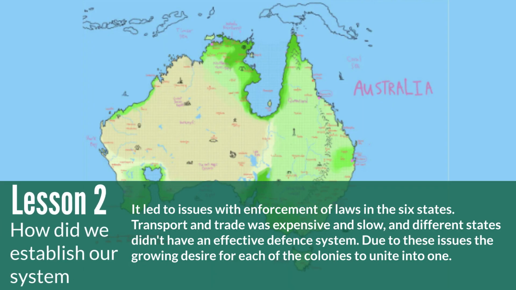This led to issues with enforcement of laws in the 6 states. Transport and trade was expensive and slow, and different states didn't have an effective defence system. Due to these issues, there was a growing desire for each of the colonies to unite into one.